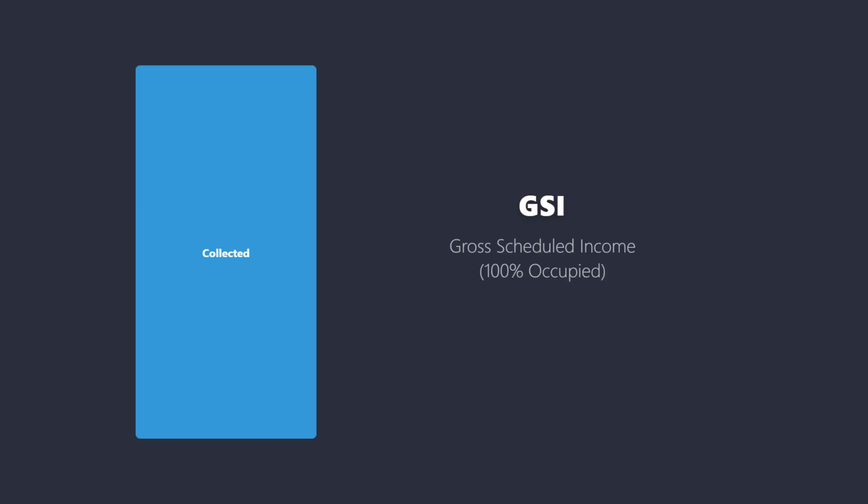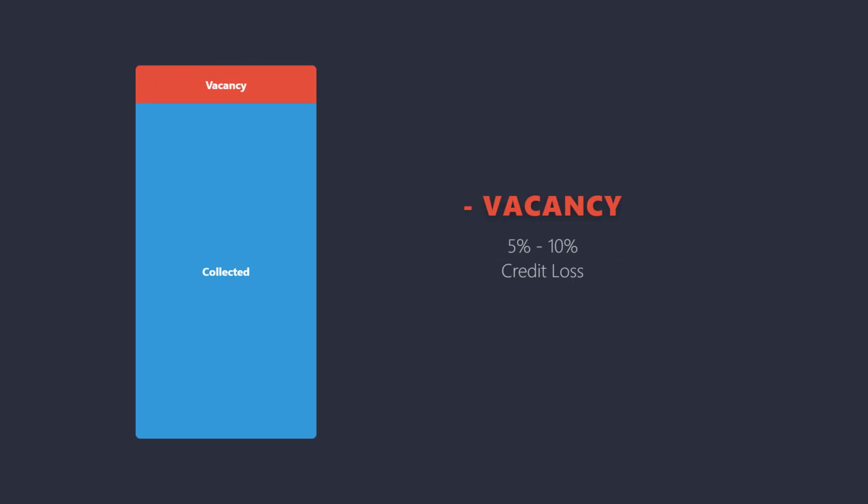Gross scheduled income is the maximum potential rent collection. This assumes the property is 100% occupied. It also assumes all tenants pay their rent on time. Vacancy and credit loss must be subtracted from this maximum figure. This deduction reflects the reality of tenant turnover and non-payment risk.